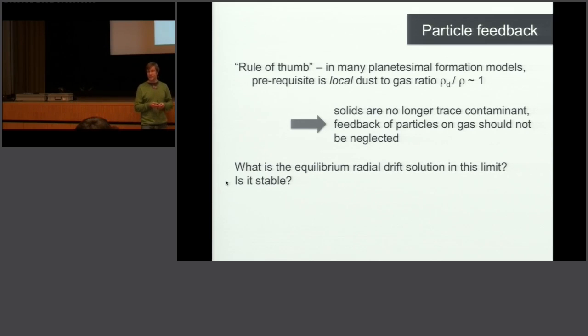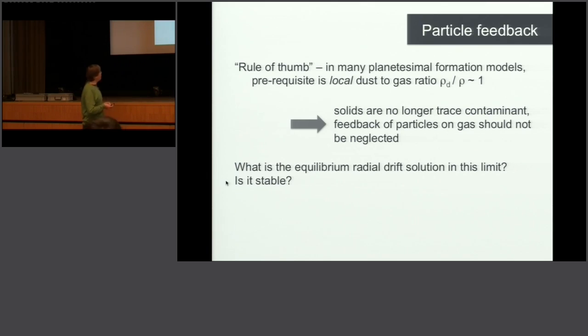Now, if we want to make planetesimals, so we want to make first large macroscopic objects that are many kilometers in size, in many models, not in every model, a prerequisite for doing that is that locally we accumulate solids such that the local density of the solids is somewhat comparable to the local density of the gas. That's, as I say, not an absolute rule, but sort of a rule of thumb. Many planetesimal formation models need that. So they need a lot of either settling of the particles or concentration of them from some other mechanism in order to produce planetesimal formation.